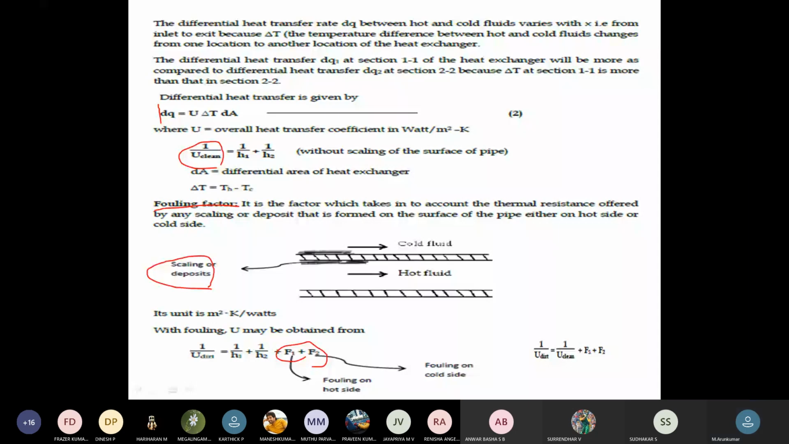So we know very well that 1 by h1 plus 1 by h2 is equal to 1 by U clean. Right. So we can write the final equation as 1 by U dirty equal to 1 by U clean plus f1 plus f2. So f stands for fouling factors.